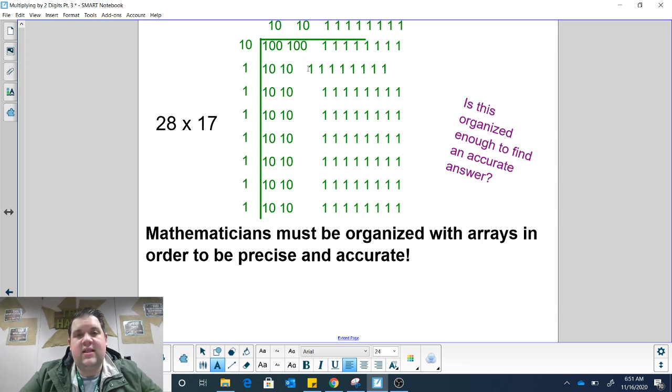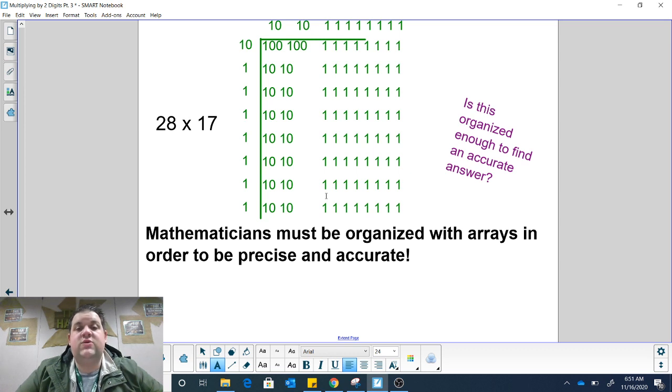So now they can quickly look at all of those 10s, add them together, all those hundreds and all those ones, and they're going to be much more easily able to decide what the product of 28 and 17 is.